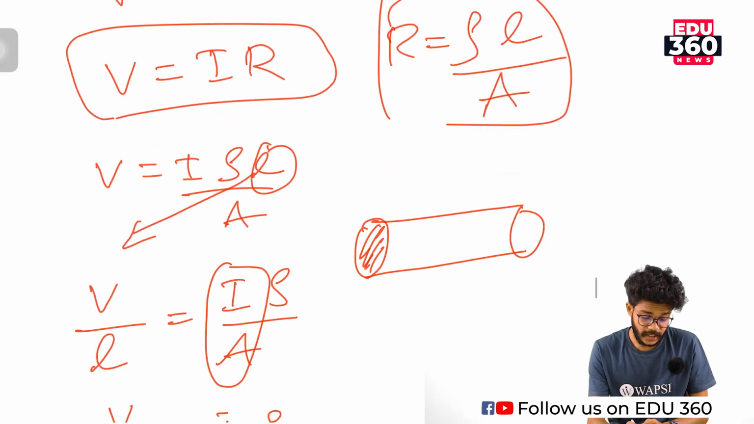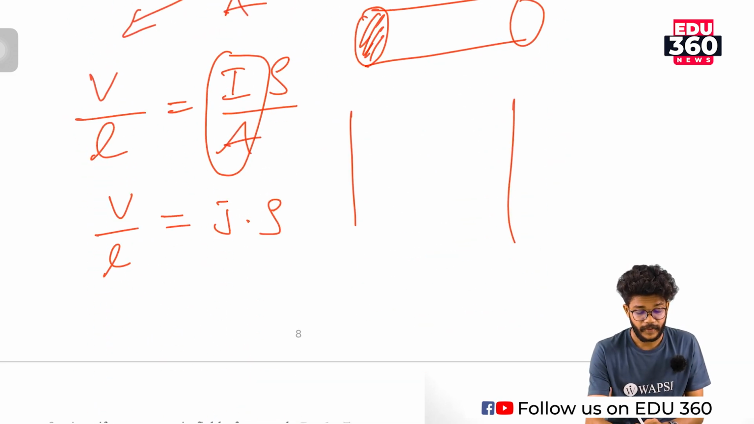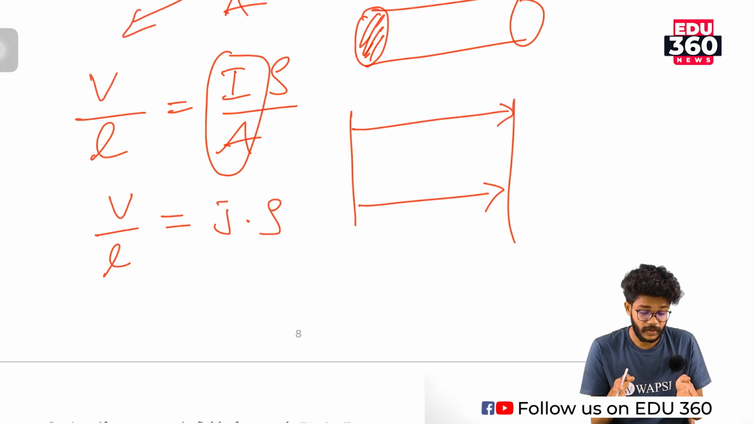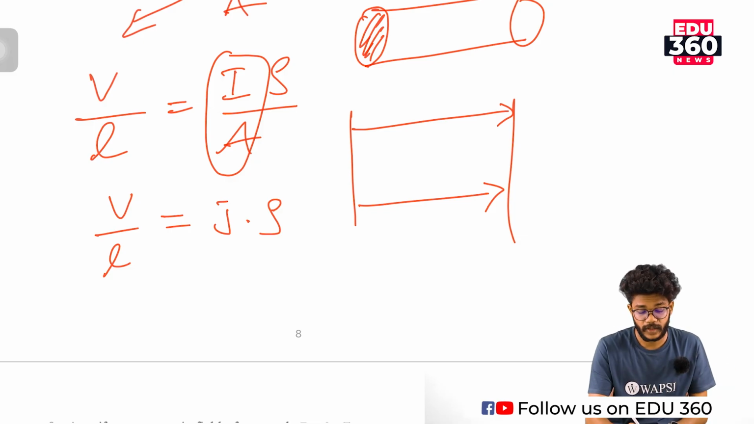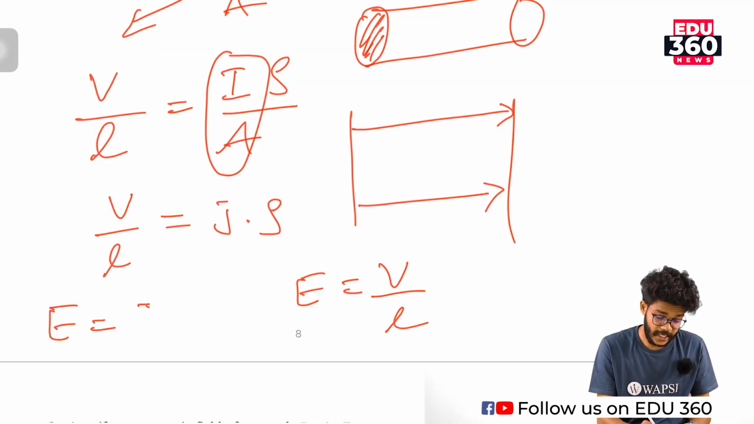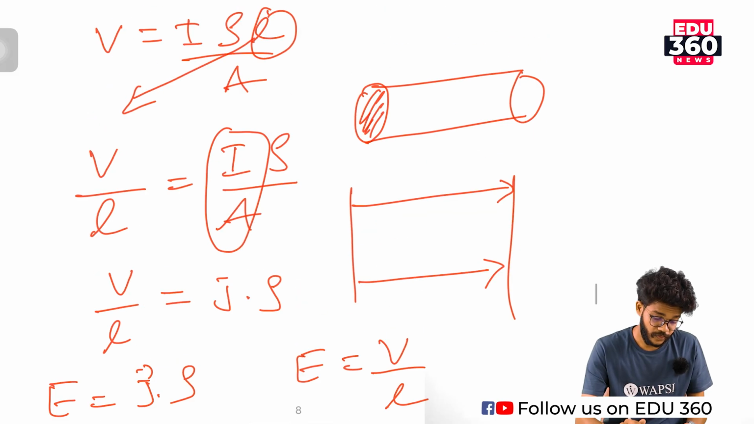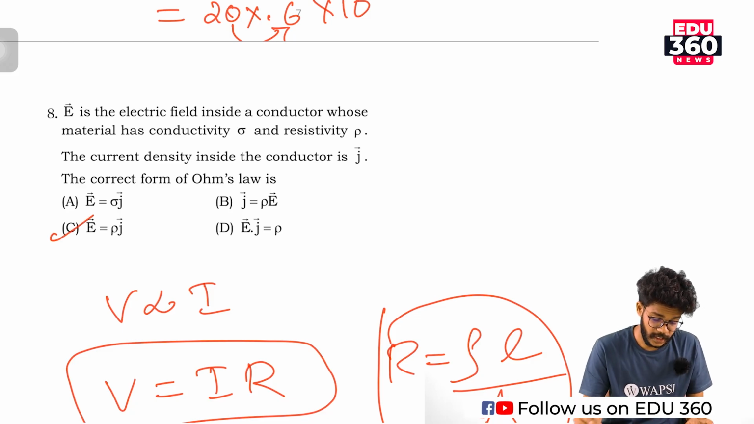And what is voltage per length? If we have a potential given between a length, then electric field E is equal to voltage by length. Okay, so E is equal to J into rho. Which option is correct? E is equal to rho into J. Option C is the correct one.